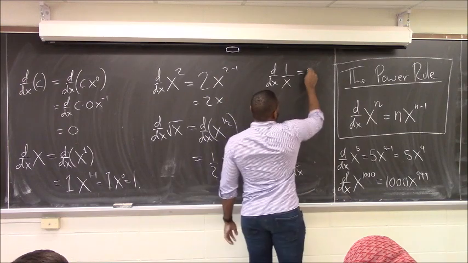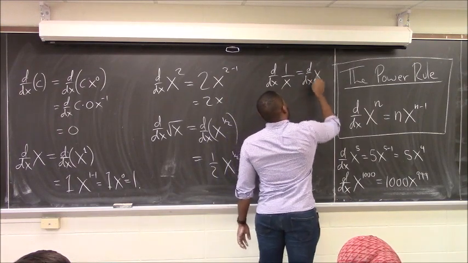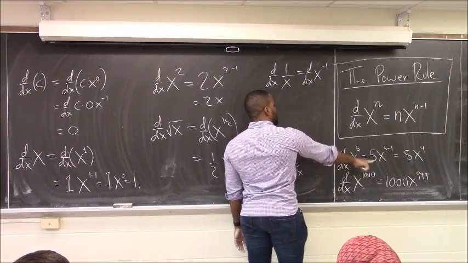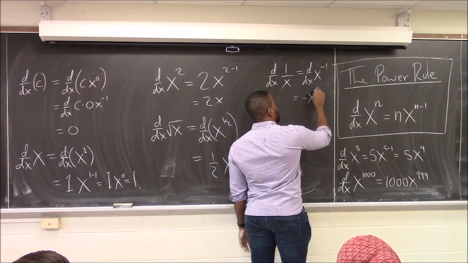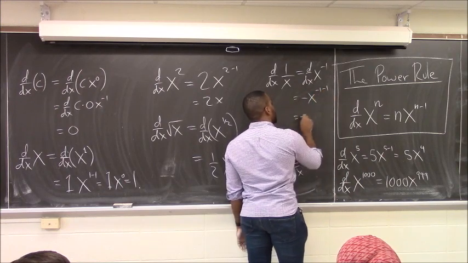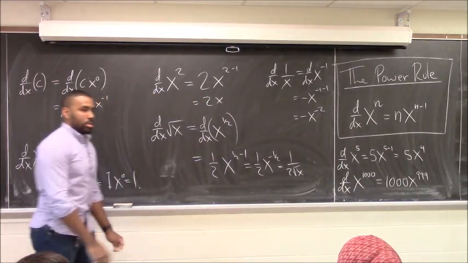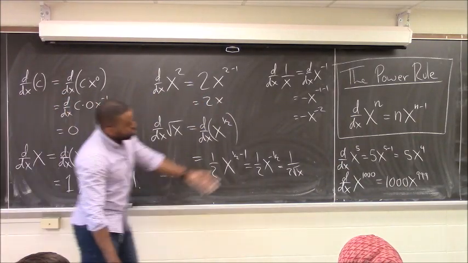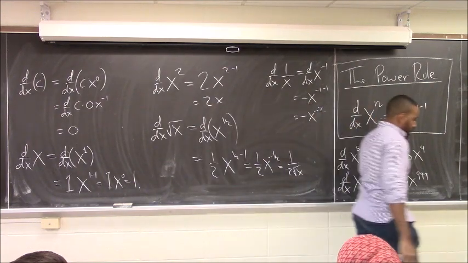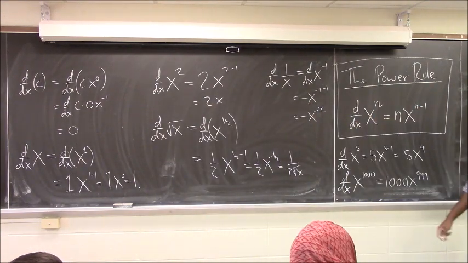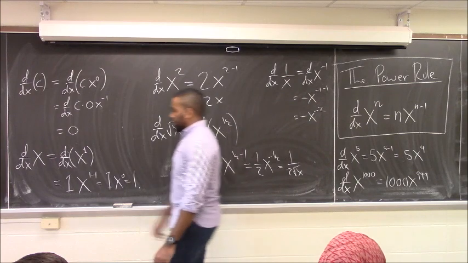But now with the power rule, I can think of this as x to the minus 1. Applying this rule, the negative comes down in front, subtract 1 from the power, and we get minus x to the minus 2. So this is a very powerful rule, and you can see it'll save you from a lot of heartache. That's the power rule.